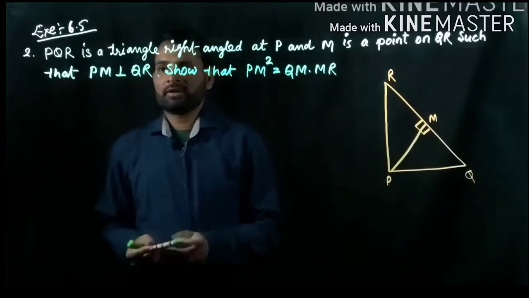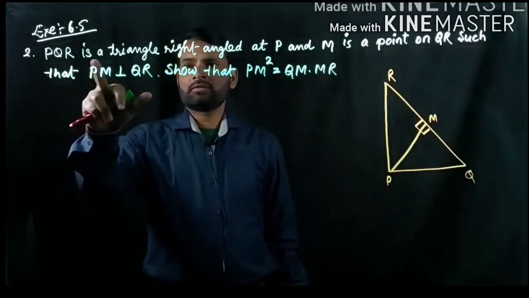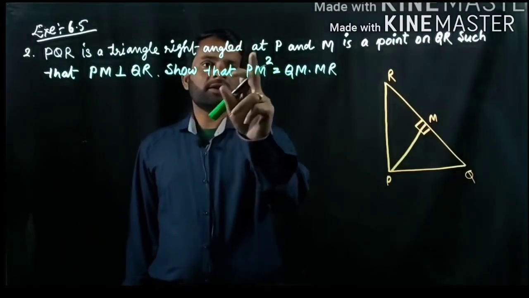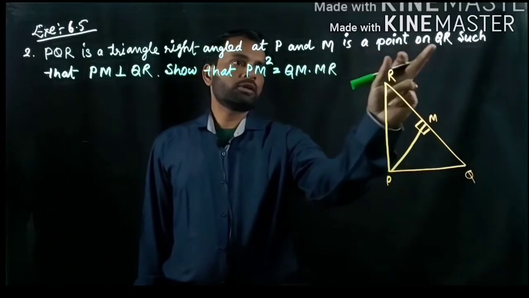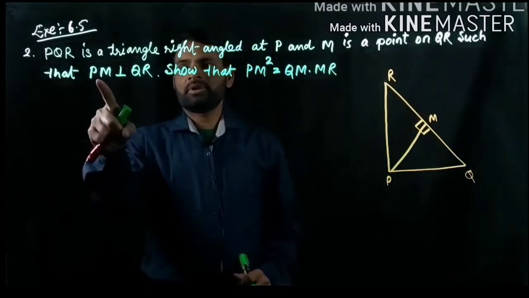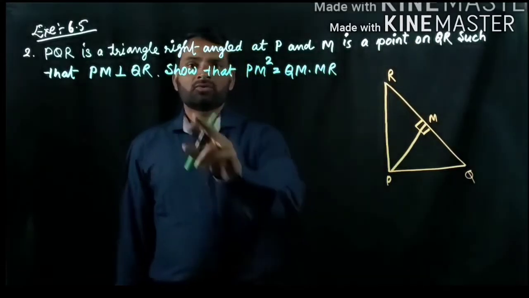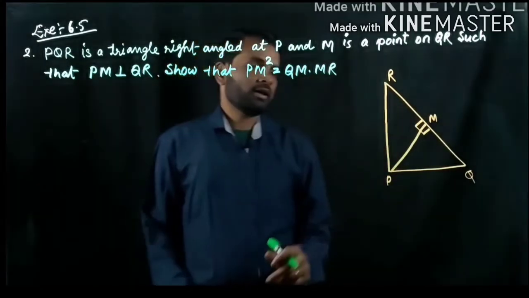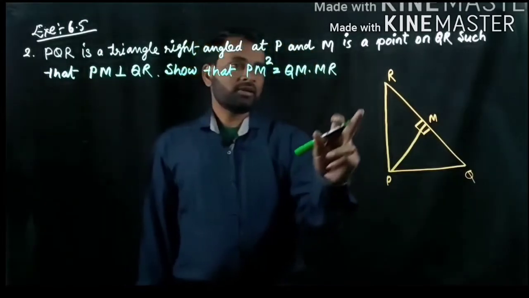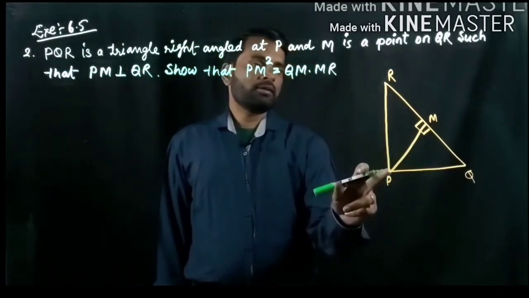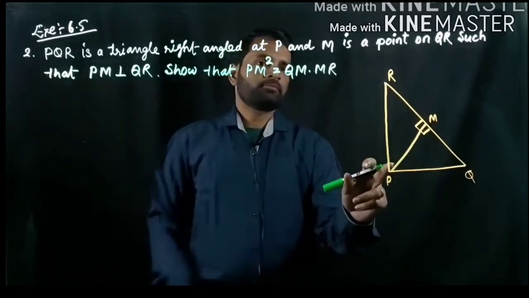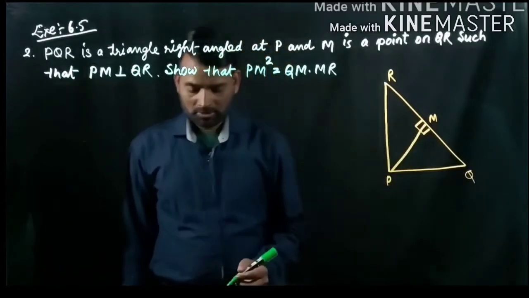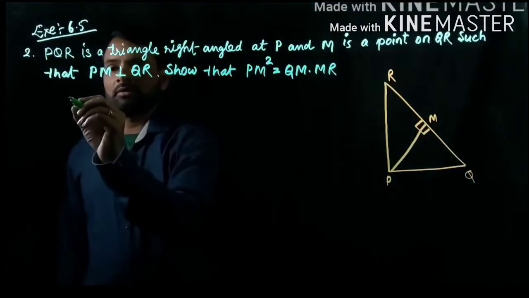Question 2: Given PQR is a triangle, right angled at P, and M is a point on QR such that PM is perpendicular to QR. Show that PM square is QM into MR. So this is the given diagram. In triangle PQR, angle P is 90 degrees, and M is a point on QR, and this is the perpendicular.